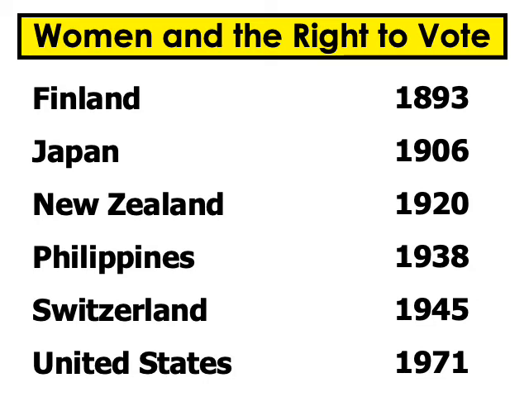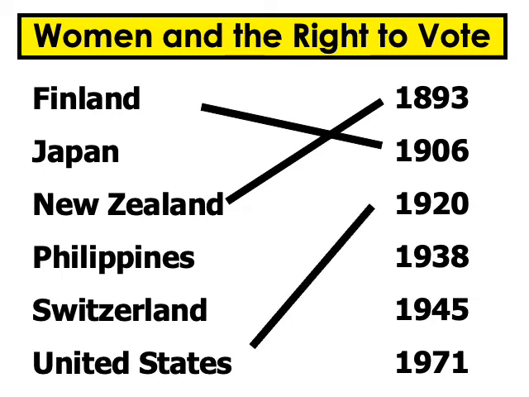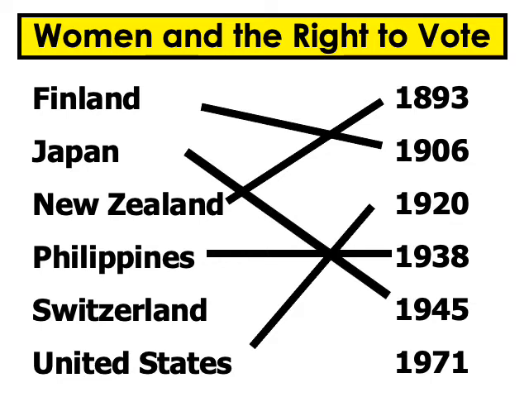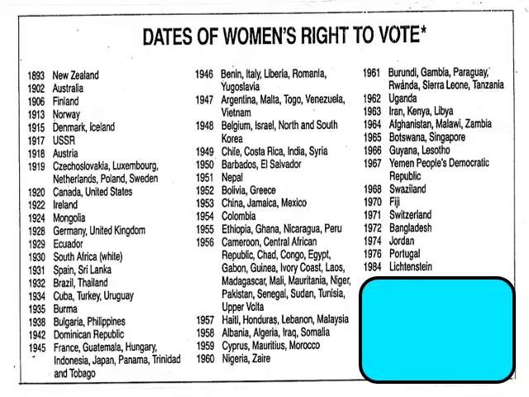The right to vote. This year is the 100th anniversary of American women's right to vote. Let's take a look at this. 1893, the first country in the world was New Zealand. 1906 was Finland. 1920, United States. 1938, the Philippines. Japan, 1945, and, surprise, Switzerland was 1971. Amazing. I'll give students this kind of handout, a list of the dates of women's right to vote.